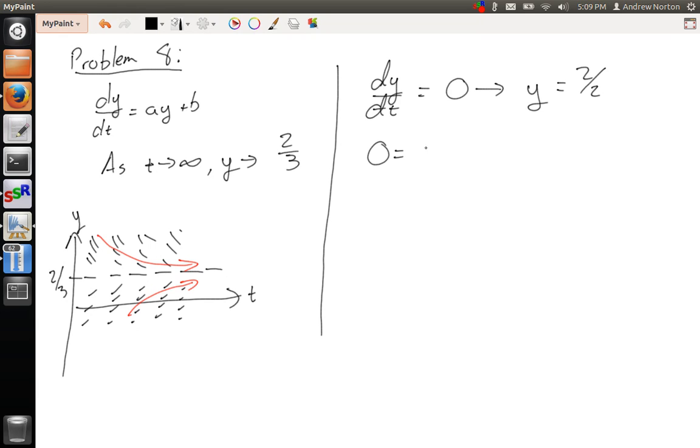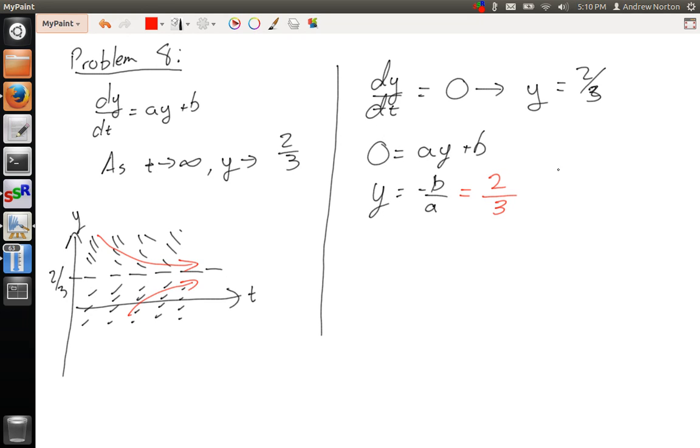So 0 equals ay + b. That means y is equal to -b/a, solving that equation. Now, we get to guess two values of b/a such that this is equal to 2/3. Okay, so we pick any value of b and a such that -b/a equals 2/3.